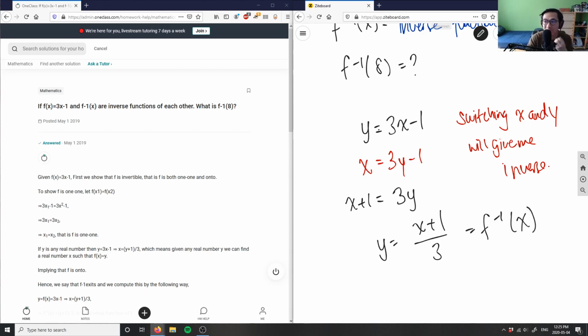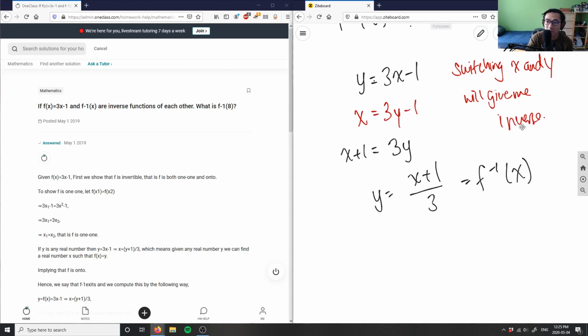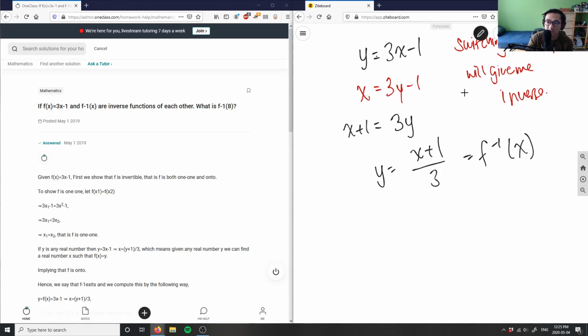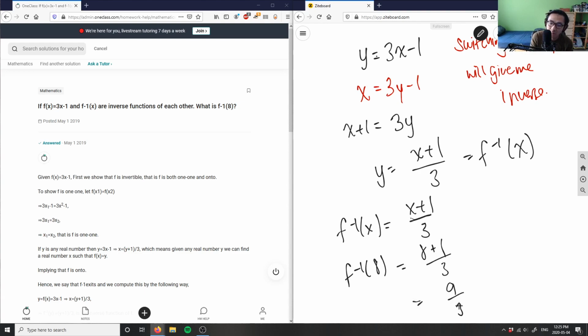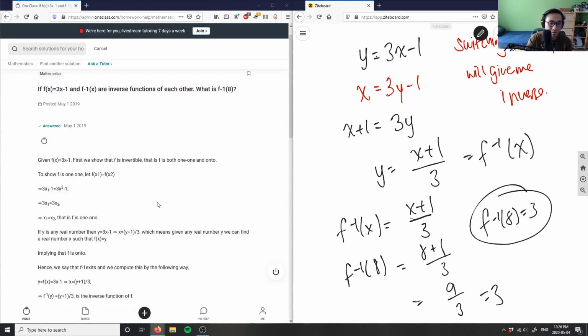And what we want to know is, what is f of negative 1 at 8, right? So if I know that this here is my inverse function, I can rewrite this as f of negative 1 of x equals x plus 1 over 3. And what I can do is plug in my 8 value here, right? F of negative 1 at 8 simply equals 8 plus 1 over 3, which is 9 over 3. 8 plus 1 is 9, and 9 divided by 3 is simply 3. So I can say that f of negative 1 at 8 equals 3. And this here is my final answer for this question.